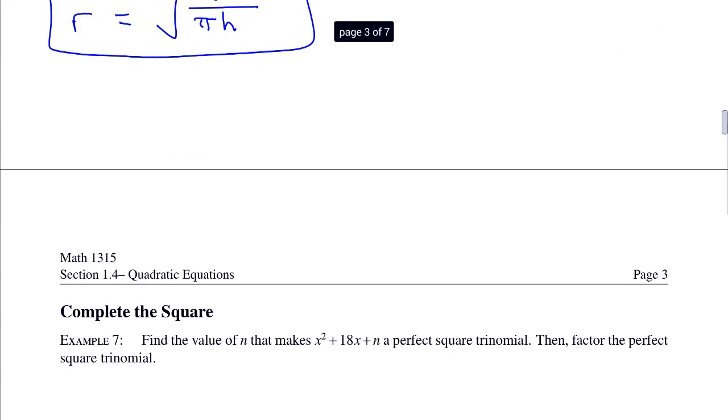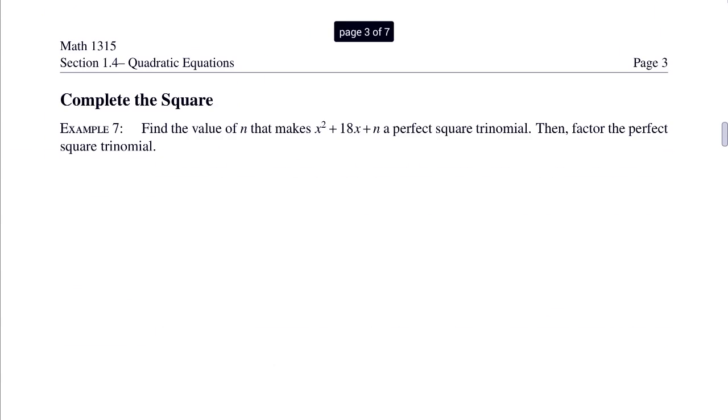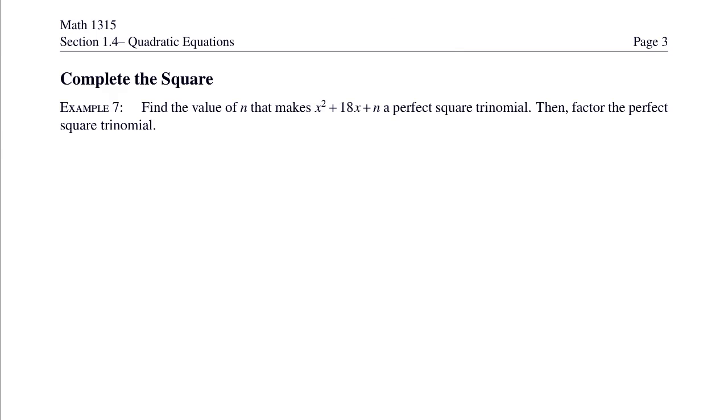Let's move on to completing the square. In example 7, find the value of n that makes x squared plus 18x plus n a perfect square trinomial. Then factor the perfect square trinomial. So the process of completing the square starts with the first two parts of a quadratic, and it figures out what this last number should be in order to make a perfect square trinomial.